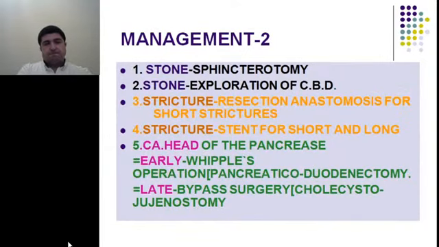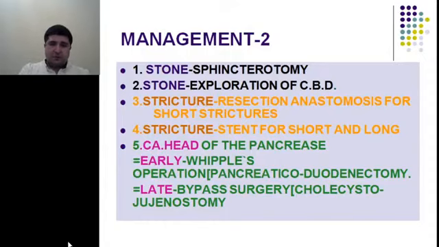Surgical procedures. Of course, it's stone sphincterotomy. We do sphincterotomy or papillotomy of the papilla and remove stones, of course. Removing stones from the common bile duct, which is a cause of mechanical jaundice: we remove the stones and the problem is over. Also exploration of the common bile duct for stones.